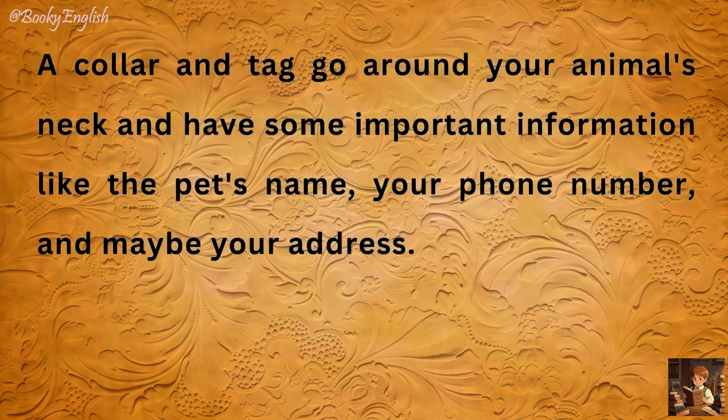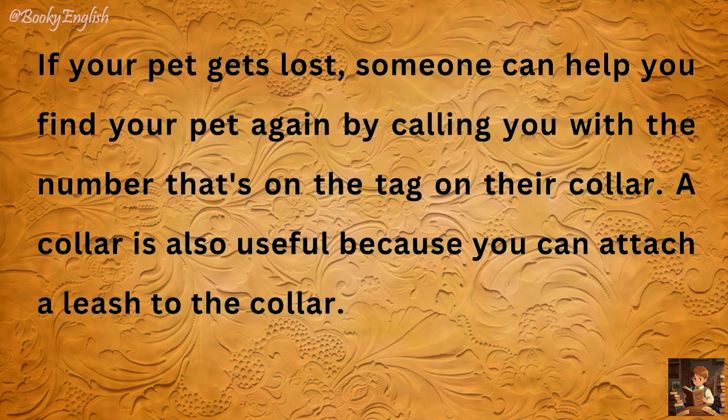A collar and tag go around your animal's neck and have some important information like the pet's name, your phone number, and maybe your address. If your pet gets lost, someone can help you find your pet again by calling you with the number that's on the tag on their collar.